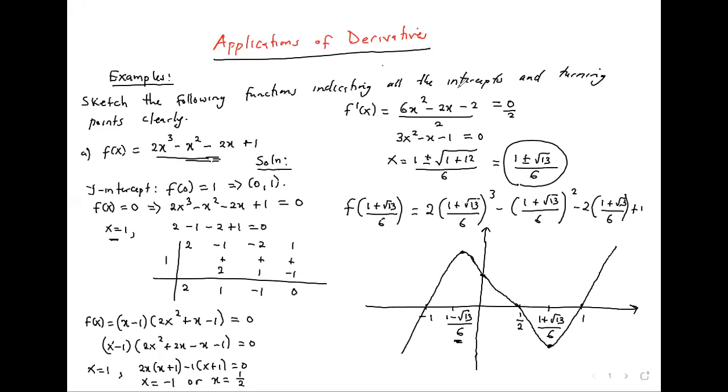Now, sir, the question on the previous screen. Here we actually found the turning point. But how did you find the y-intercept? Why do you say that here it's turning on this side?